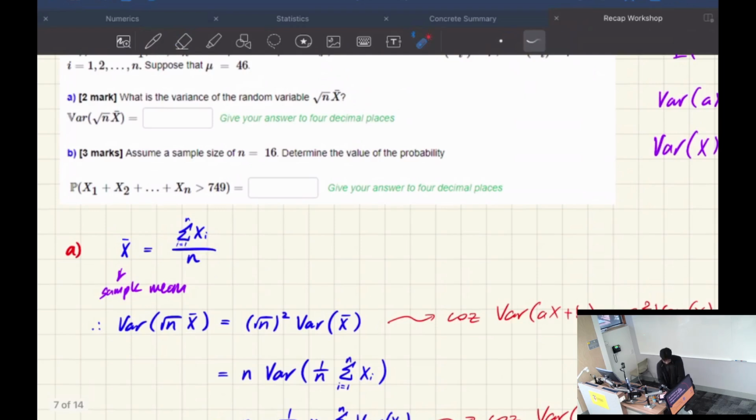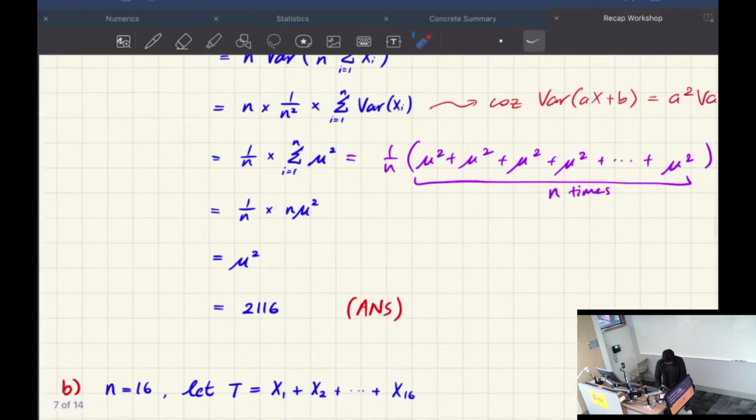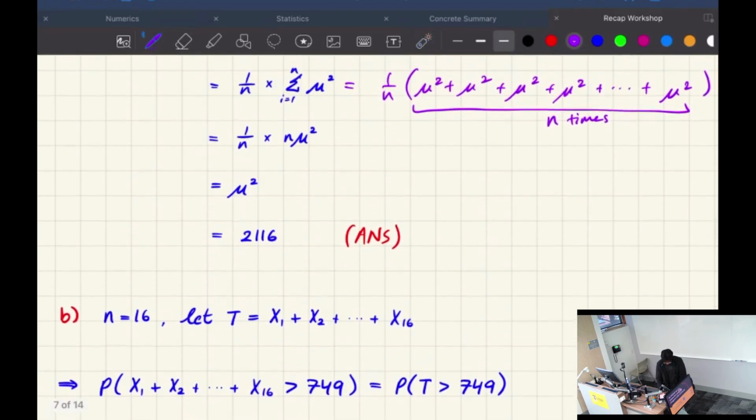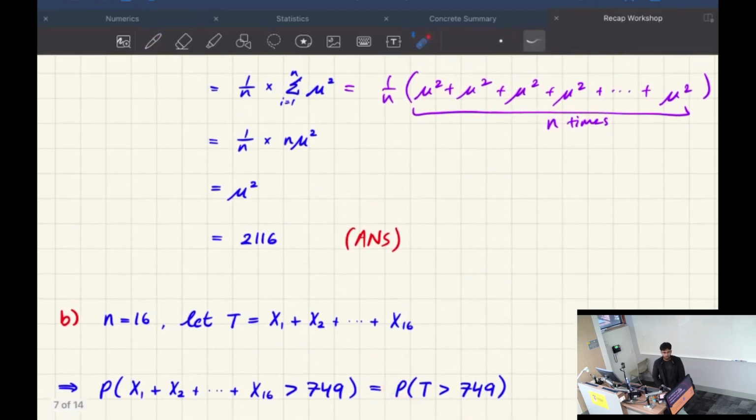Okay, now assume a sample size of 16. Determine the value of this probability. This one's a bit tricky. What I've done is let T equal the sum of all the variables from 1 to 16. If I simplify down, we're essentially just trying to find the probability of T being greater than 749, right?